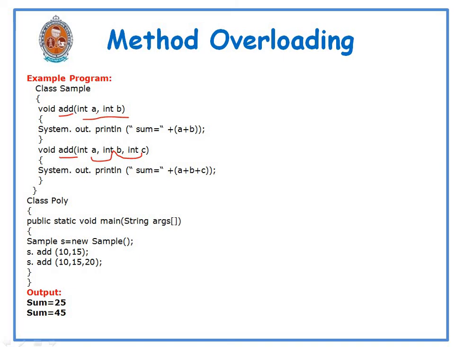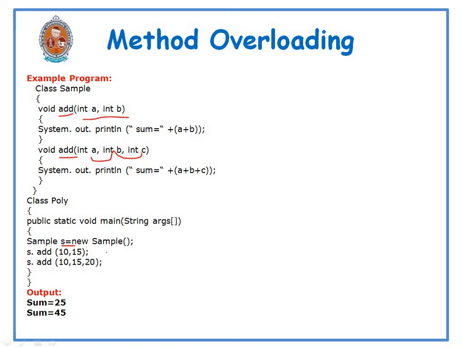The first method is used to print the sum of two numbers. The second method is used to print the sum of three numbers. So we have written the same method name but they differ by method signatures. This is known as method overloading. Coming to the class Poly, inside it we have written a main method, and after that we have created one object with the name s. In order to invoke any method we need to create an object first. That is why here also we are creating the object s.